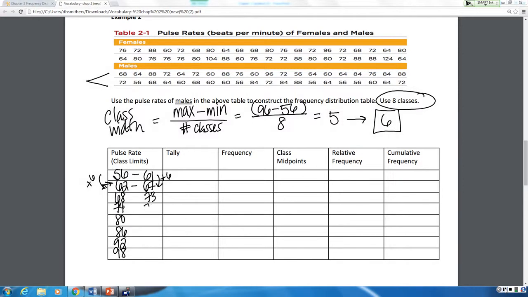73, 79, 85, 91, 97. What's the last number there? 103. Because again, I am doing what? I'm adding the 6 going down the paper, not across, right? Does that make sense? Does that help? So that kind of gives you now a booster. This is what your class limit should look like.